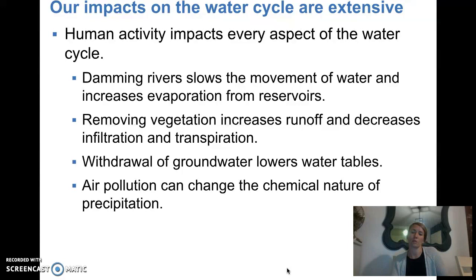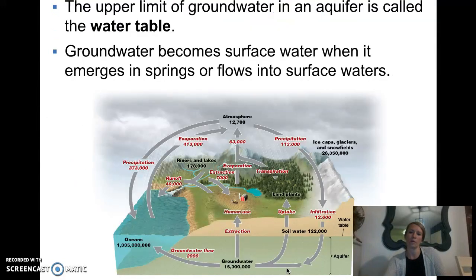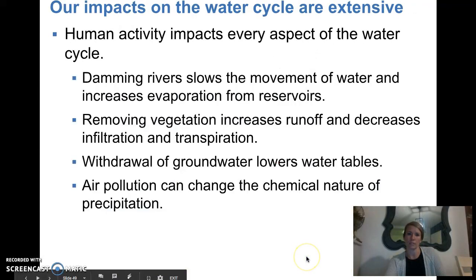Withdrawal of groundwater, so we are tapping into the groundwater to drink or to use as fresh water, and that lowers the water table. So the water table is up here. This is where the groundwater meets the surface, and if we get rid of that groundwater, that level goes down.